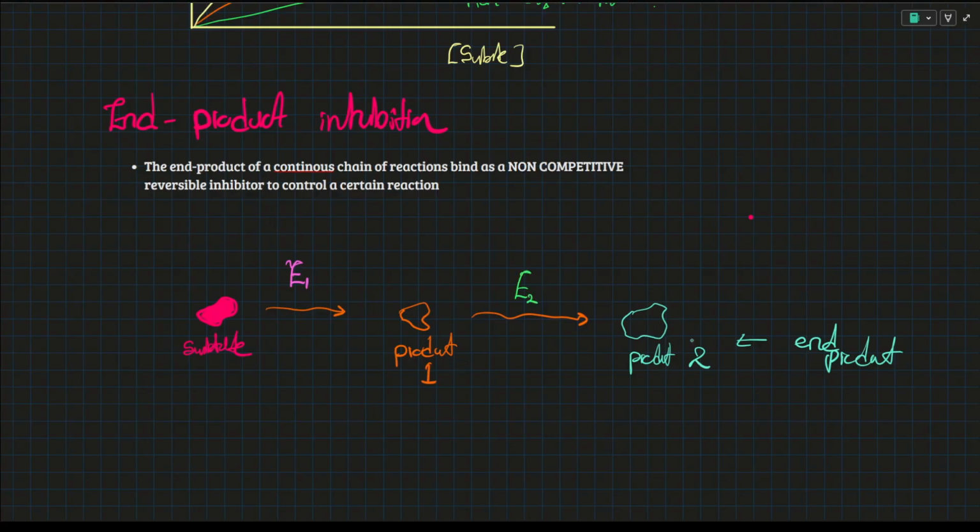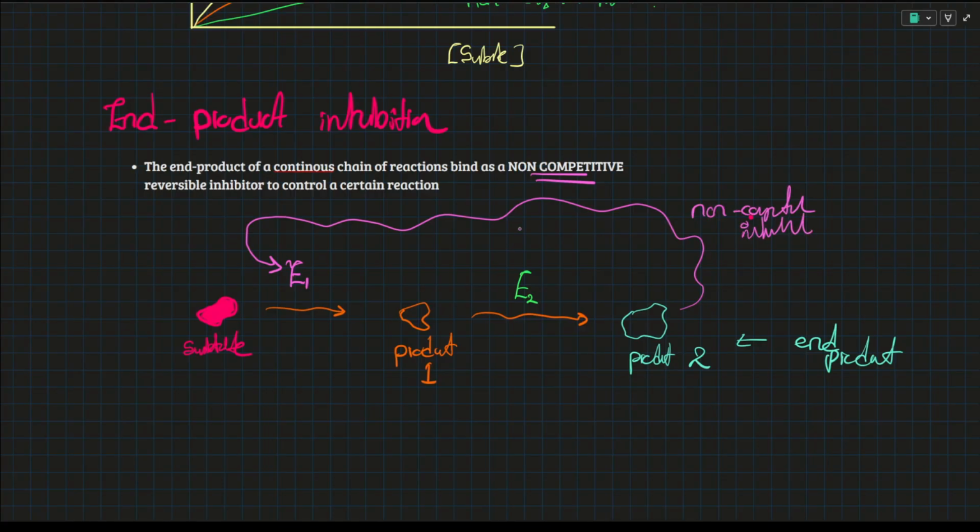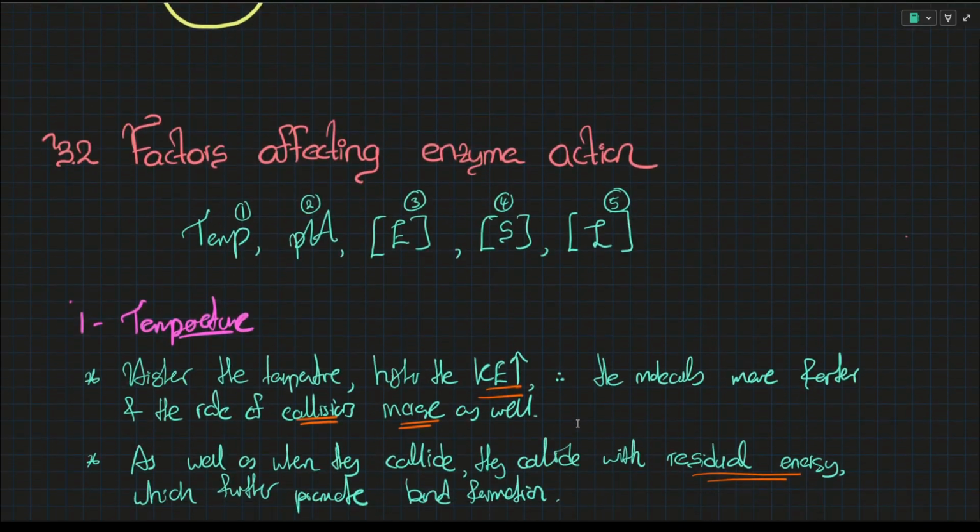Now, this is what is going to happen. This end product is going to act as a non-competitive inhibitor onto enzyme 1. Non-competitive inhibition. Meaning it's going to go and bind to the allosteric site. Nothing is going to happen to the active site, meaning there's no competition between the active sites. The active site will change as a result of non-competitive inhibition. Don't mix that up. That's the idea of end product inhibition, and those will be the factors that are going to affect how a certain enzyme is going to work.